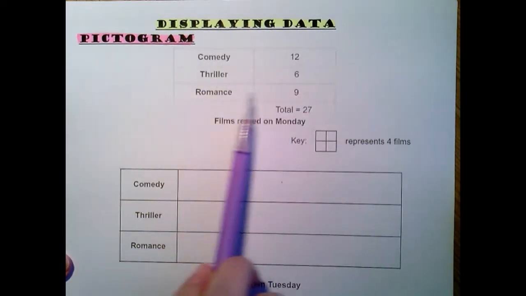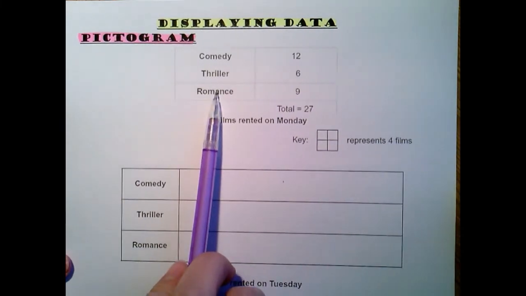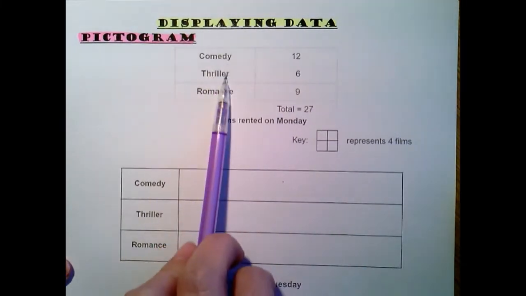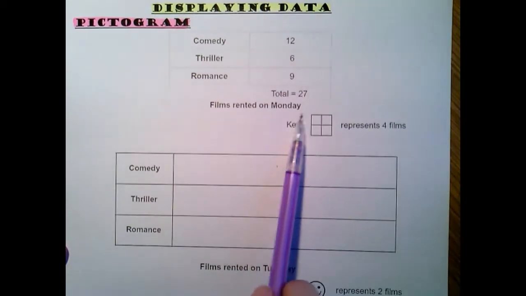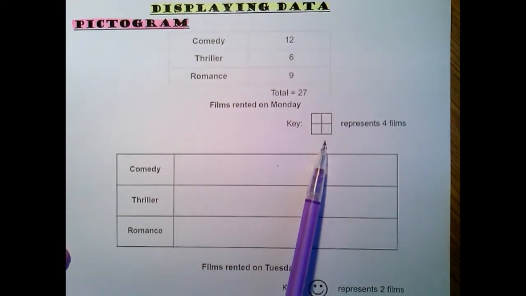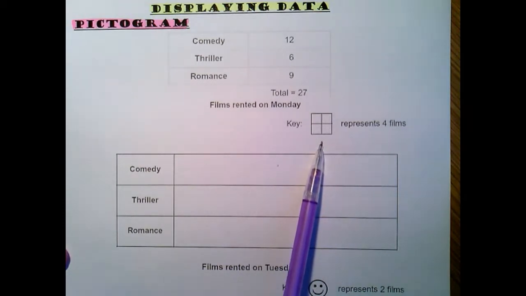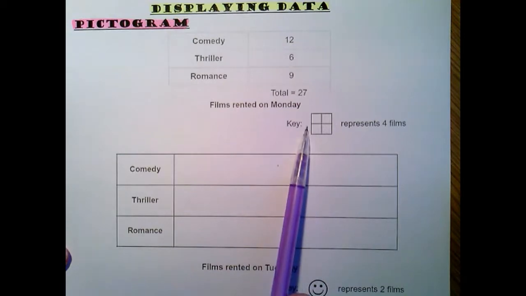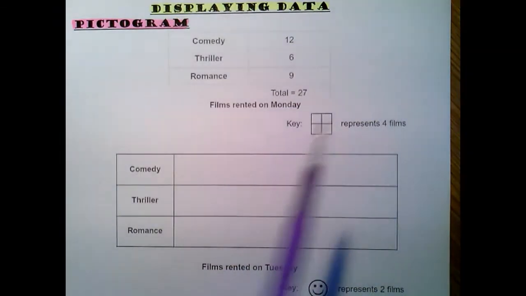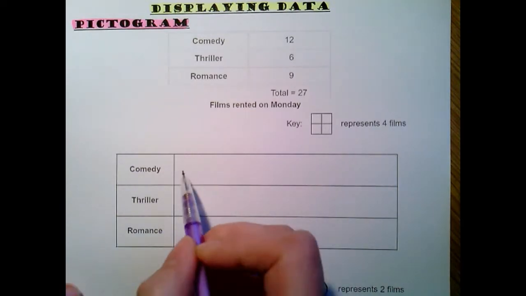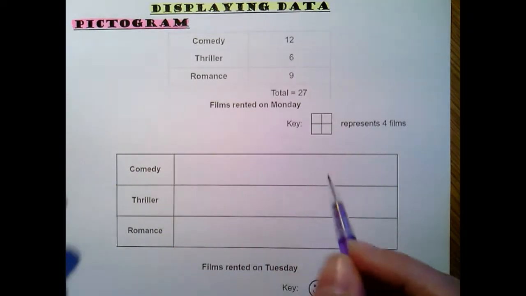This information that we're wanting to display here has to do with different types of films: comedy, thriller, romance, and it tells you which number's which. They've given you a key here as well. If you're doing your own pictogram, you need to make sure that you use a sensible key, something that you're actually able to draw. So they've just put a wee square split up into four. It represents 4 films. So they want you first of all to complete the pictogram.